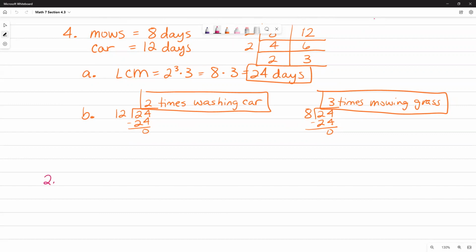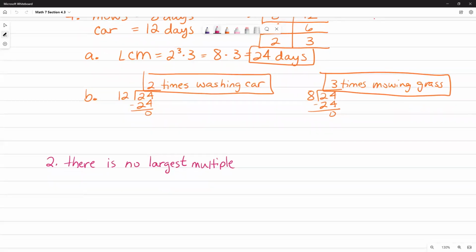All right. So for number 2, what is the largest multiple of any number? Infinite. There is no largest. There is no largest multiple because the multiples are infinite. So infinite isn't the answer. It's just there are none. There is no largest multiple for any number because the numbers are infinite.